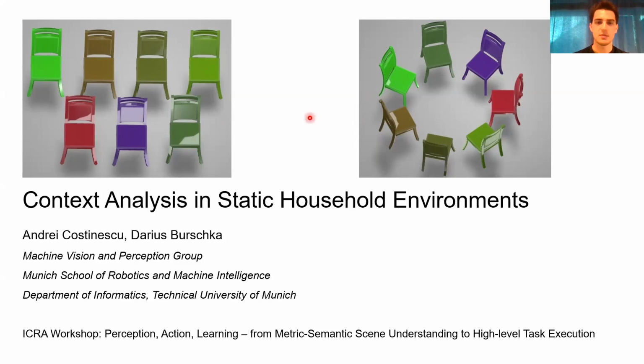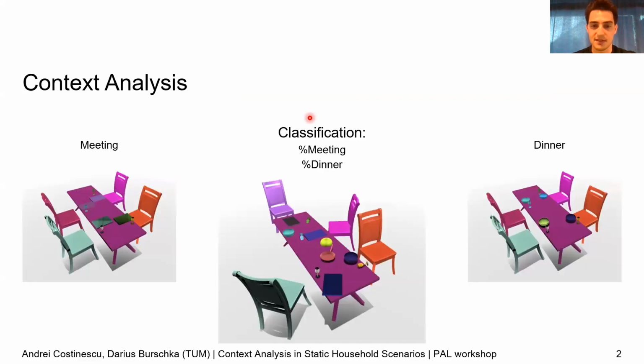Being able to determine the context of a static scene is important for human-robot interaction and collaboration, and can be used, for example, in service robotics to clean up or prepare environments. As seen on the previous slide, simple object presence is not sufficient to determine the semantics or the meaning of a scene. The relations between the scene objects are the ones that determine the scene's context.